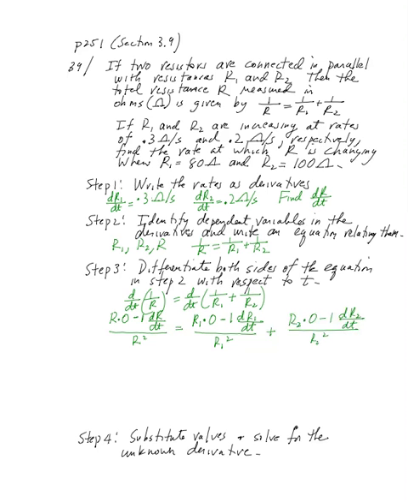So this is negative dR/dt over R squared equals negative dR1 with respect to t over R1 squared, plus a negative, so that's really minus dR2 with respect to t over R2 squared. That's my equation that relates the 3 rates in the problem.